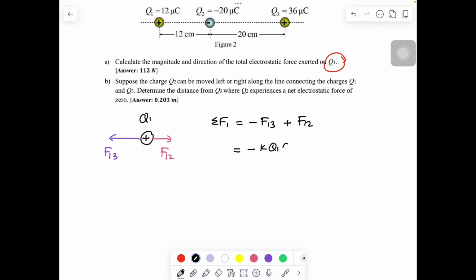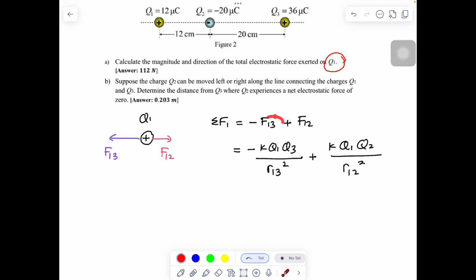Then Q1, Q3 divided by R13 square. And then plus Q1, Q2 divided by R12 square. So it's really important to do the label right, sebab so that kita boleh tahulah value apa yang kita perlu masukkan. If you don't do the label correctly, then nanti value yang kita substitute akan salah.